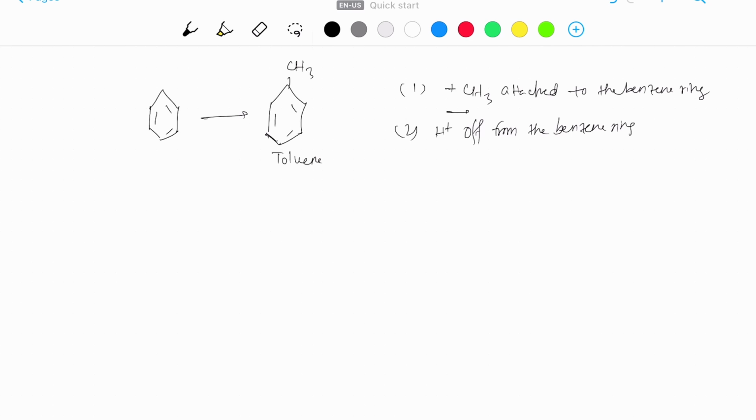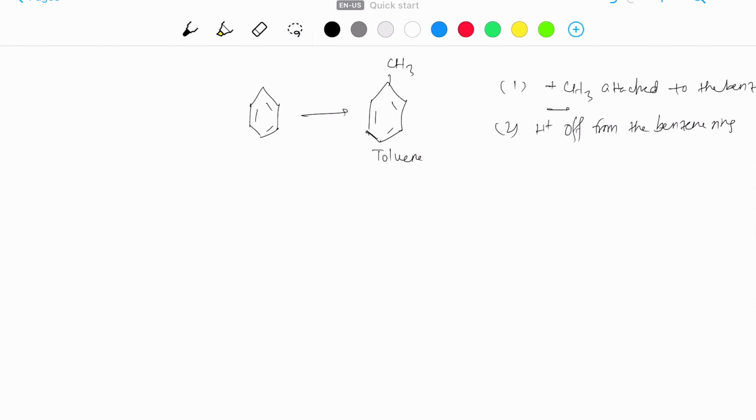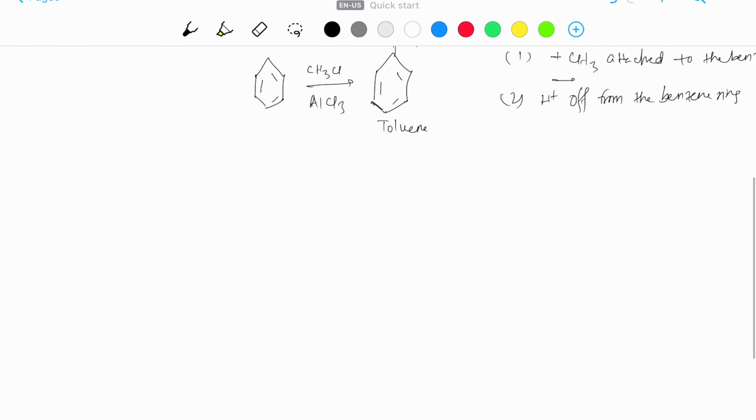Now, when we do this reaction, we need two other reactants. Let's say we have a methyl chloride, and we have a Lewis catalyst or Lewis acid aluminum chloride. Now, Lewis acid aluminum chloride can accept electrons because it has empty orbitals. Now, let's say this is our Lewis acid, central aluminum atom and 3 chlorine atoms attached to the aluminum.